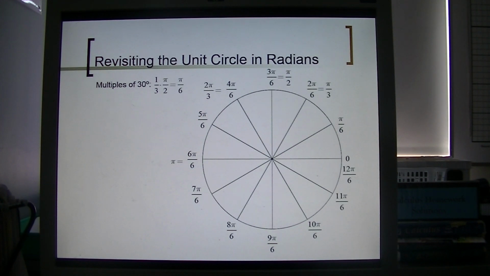Olivia has 7 pi over 6. You can't simplify it. Okay, so deal with the next one. 8 pi over 6. 4 pi over 3. 4 pi over 3. Good. Leah, how about 9 pi over 6? 3 pi over 2. 3 pi over 2. Good. Casey, how about 10 pi over 6?